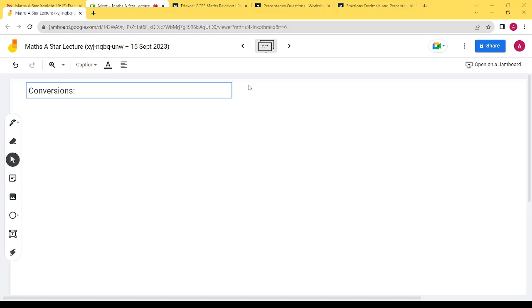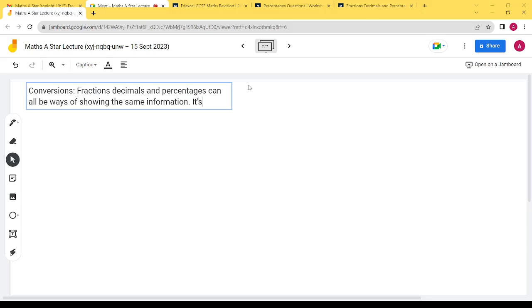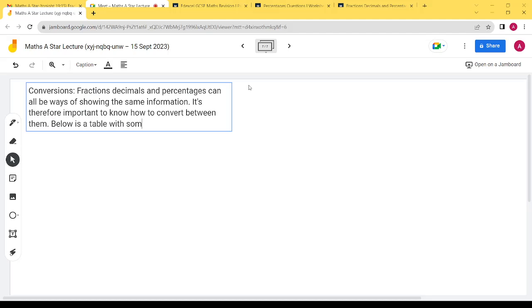Conversions. So basically, fractions, decimals, and percentages can all be ways of showing the same information. It's therefore important to know how to convert between them. And so below, I'm just going to put a table with some key conversions. I'm not going to go through all these key conversions, but it's quite good if you know some of these off by heart.